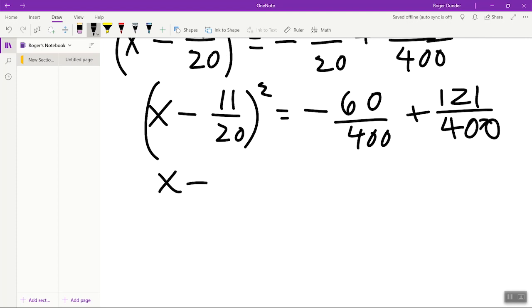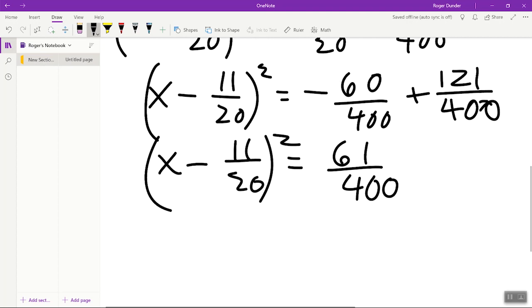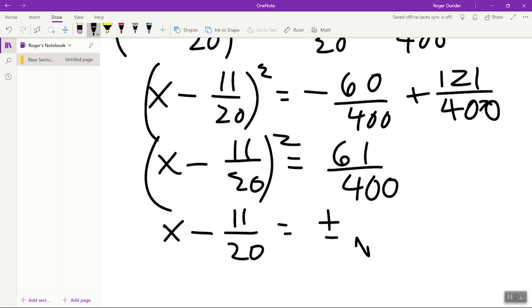So this is x minus 11 over 20, quantity squared, is equal to 61 over 400. And now I take the square root of left and right, and I get x minus 11 over 20 is equal to plus or minus the square root of 61 over 400.